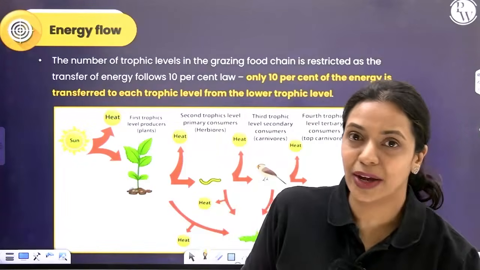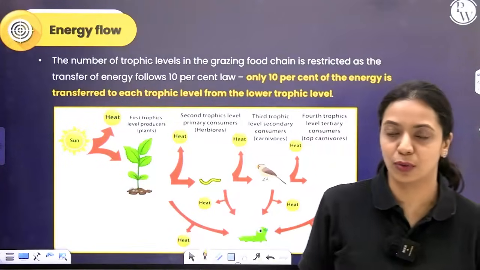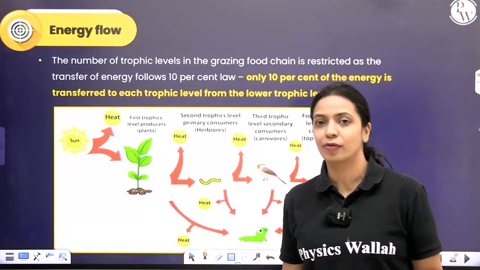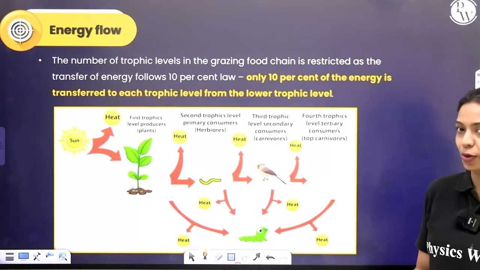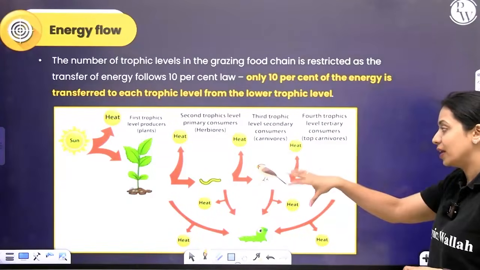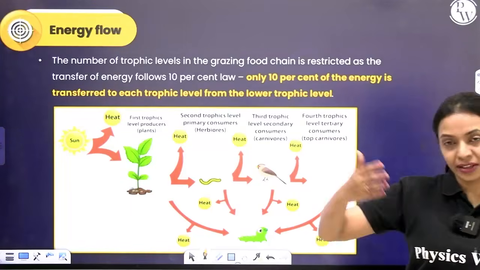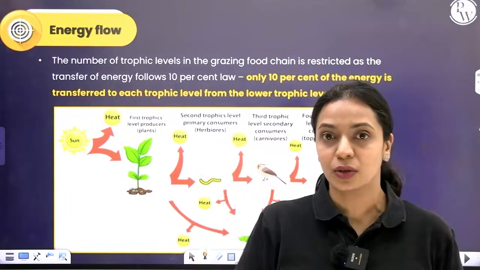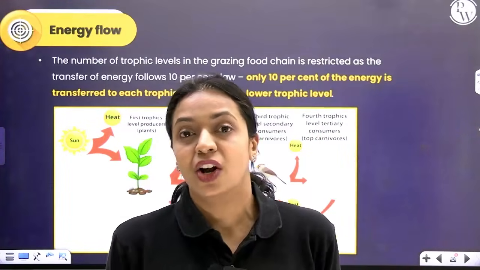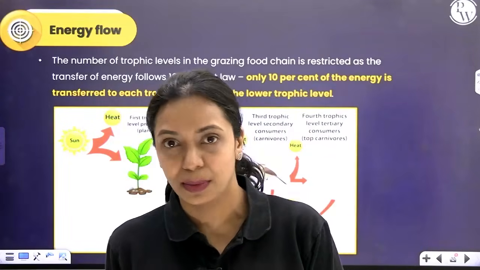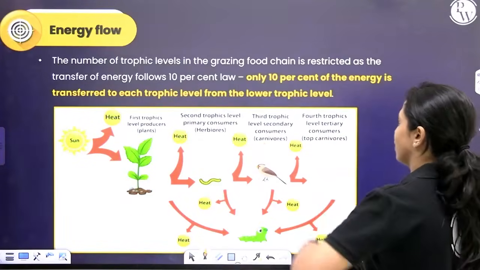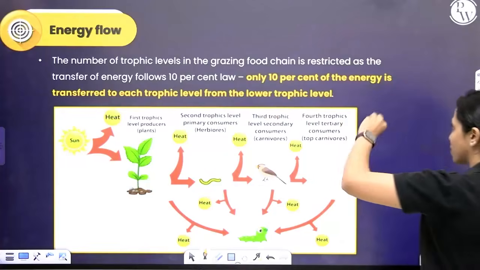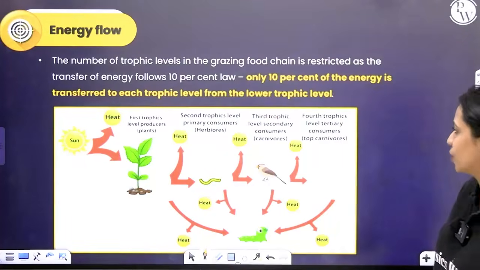This is the reason why you don't have too many trophic levels in a food chain. Maximum, in a grazing food chain, you can have like 5 trophic levels, not beyond that. Because eventually, organisms in the higher trophic levels will have to eat a lot of food because they're not getting the same amount of energy present in the previous trophic level, right? The number of trophic levels in a grazing food chain is restricted as the transfer of energy follows the 10% law.